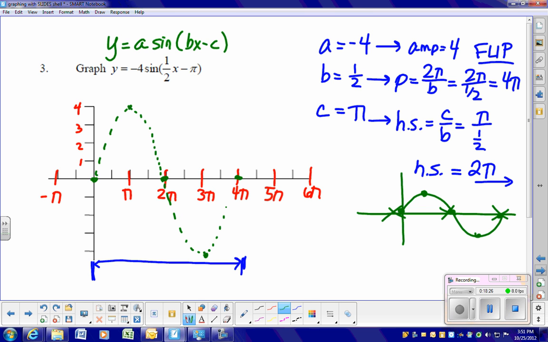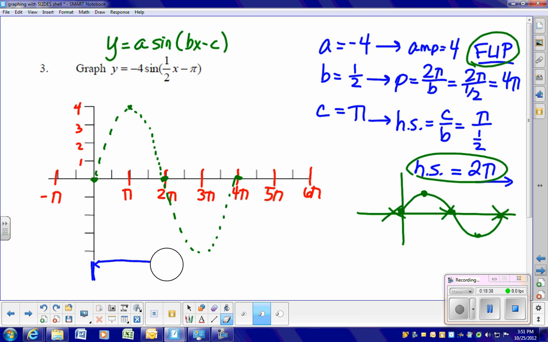Although this graph takes into account the amplitude, there are a couple of things I didn't take into account. I haven't done the flip yet, and I also haven't done the horizontal shift yet. Let's try to incorporate both of those things. All I incorporated was the period and the amplitude itself. The flip would make my hills and valleys change places. So let's do that first.